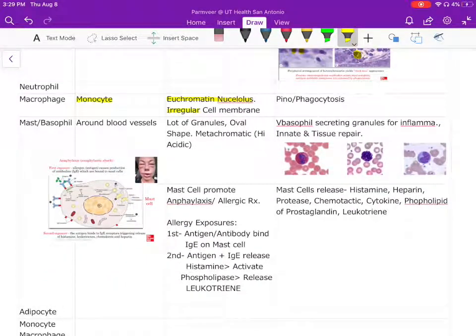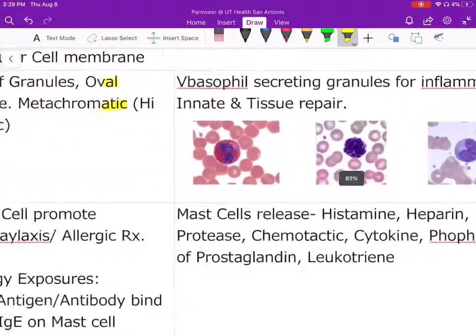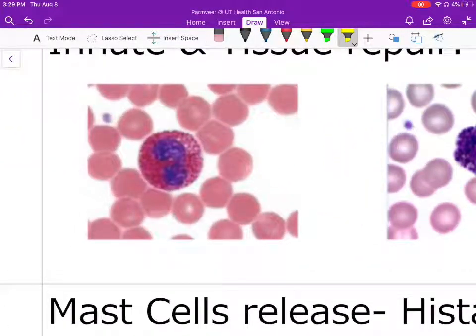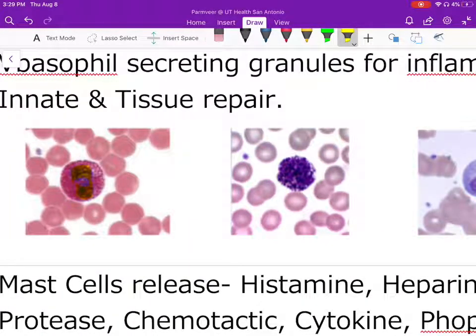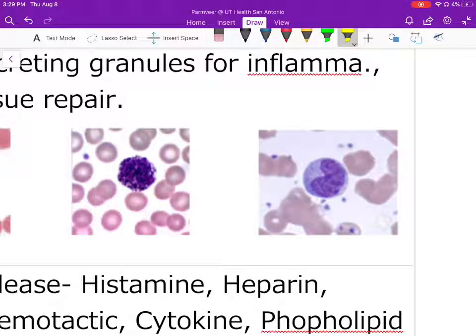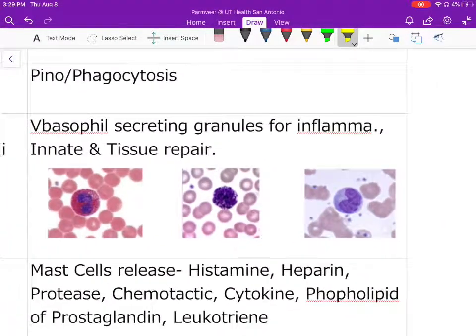Lastly, we have mast cells. Mast cells are usually found near blood vessels because they have to be quick to respond during an allergic reaction. They have a lot of granules, a lot of material to release mediators like histamine, heparin, and cytokines. They have an oval shape, and they are metachromatic, meaning different colors because of high acidity. Here are your mast cells with different granule shapes. You can see in the purple one, it has more granules, basically releasing some granules. So this is a good distinction.